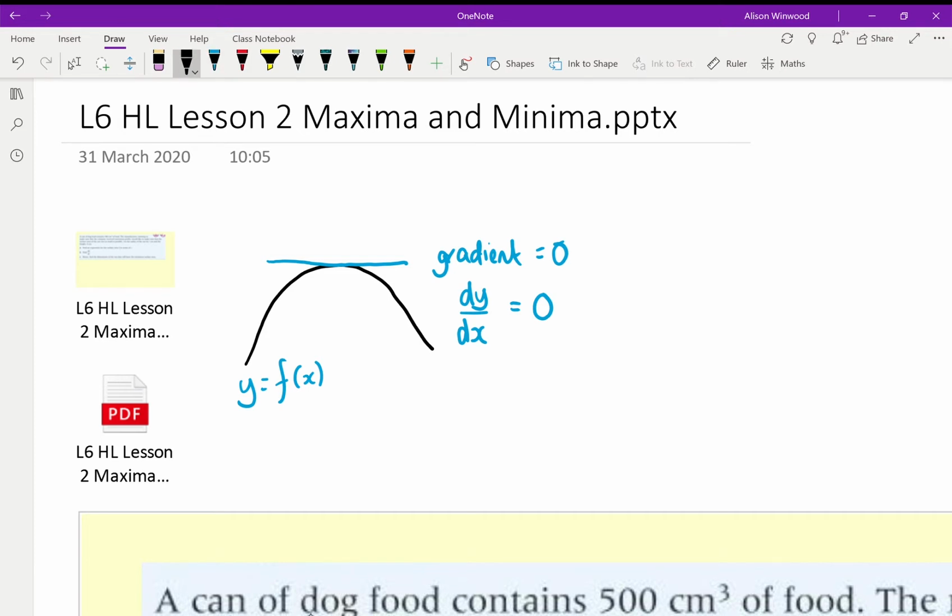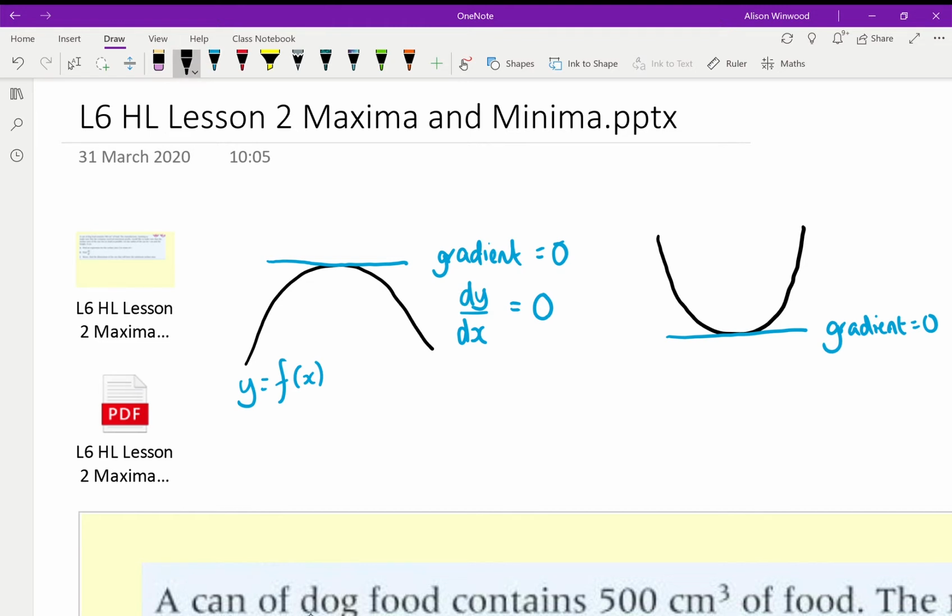But it doesn't necessarily guarantee we have a maximum, because if we think about a minimum point, that also has a gradient of 0. So in order to discover whether we've got a maximum or a minimum, we have to go a stage further, and that's in another video.